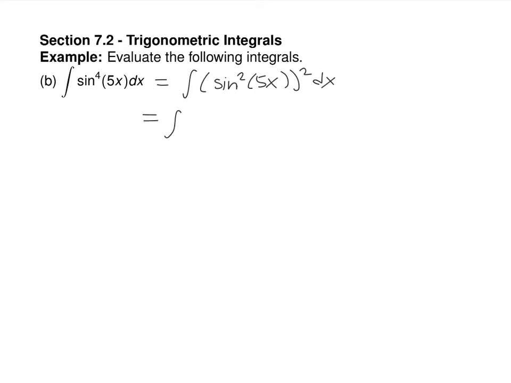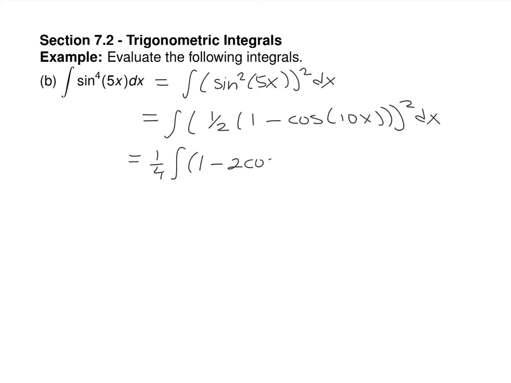And then that sine squared of 5x is 1/2 times 1 minus cosine of double the angle, which becomes 10x, that whole quantity squared. So the 1/2 is squared and becomes 1/4. And the 1 minus cosine 10x when it's squared becomes 1 minus 2 cosines of 10x plus cosine squared of 10x. And we can integrate every term except for this last one.